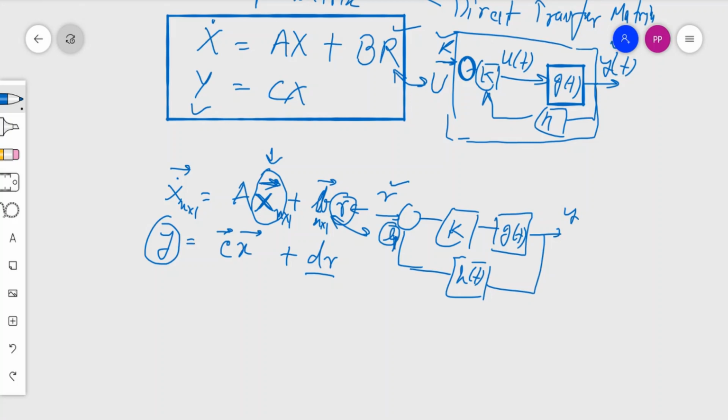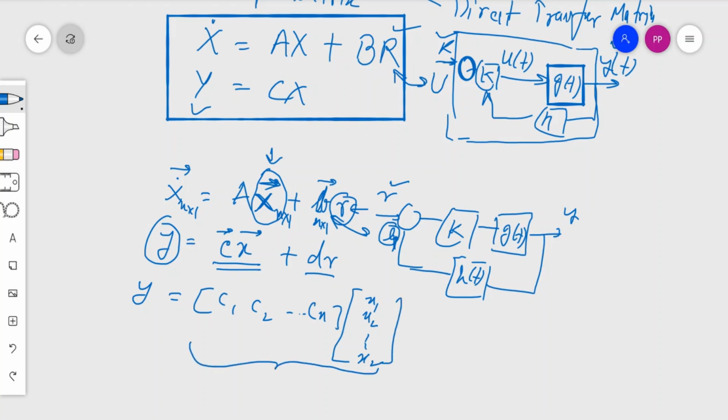Now here, what is the relation between c and x? C is a transpose of a vector, so y is a single element, so naturally c should be something like c1 c2 up to cn, then multiplied by x1 x2 up to xn. So then this complete thing is a single value, so that is compatible with y. So x is also a vector, but c is basically the transpose of a vector. Then because r is a single element, y is a single element, so d is also a single element.